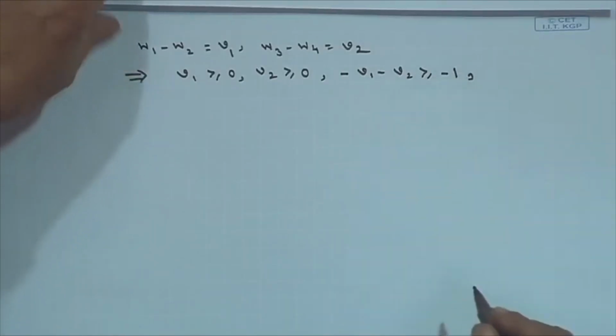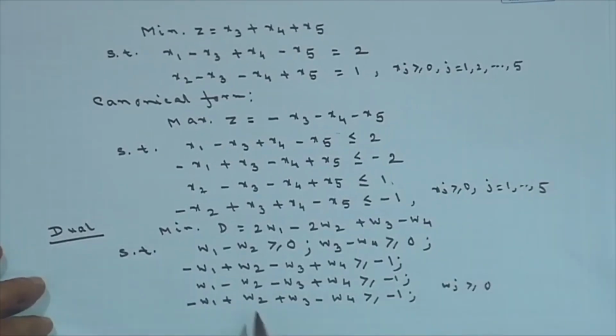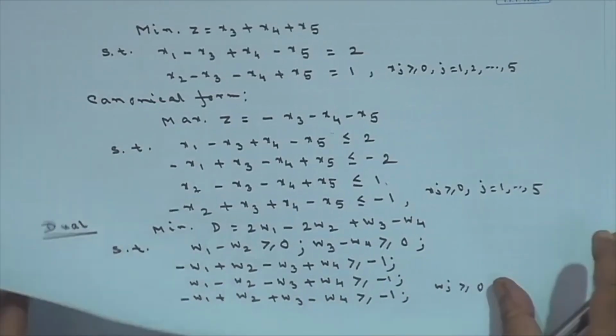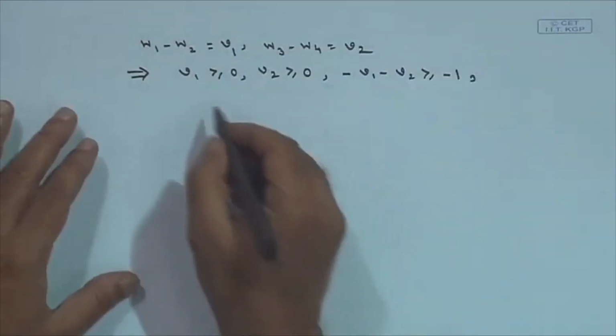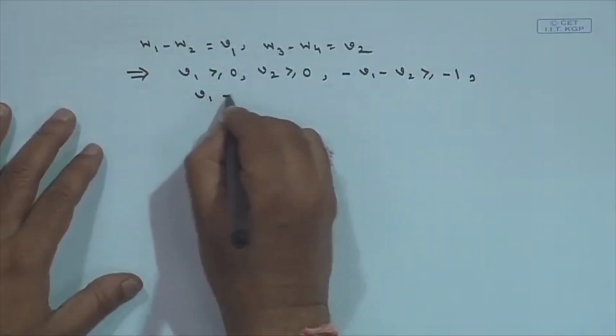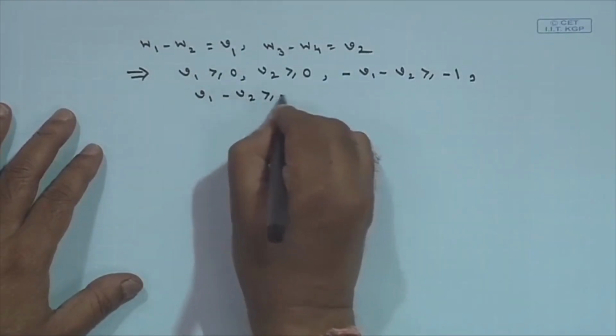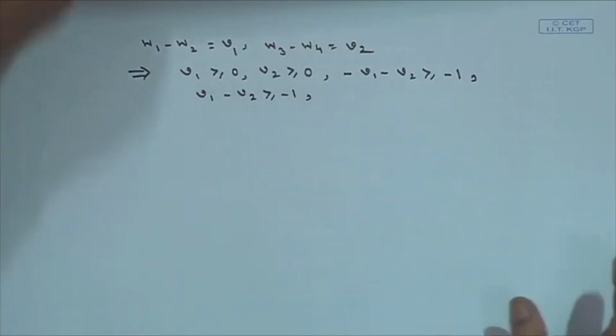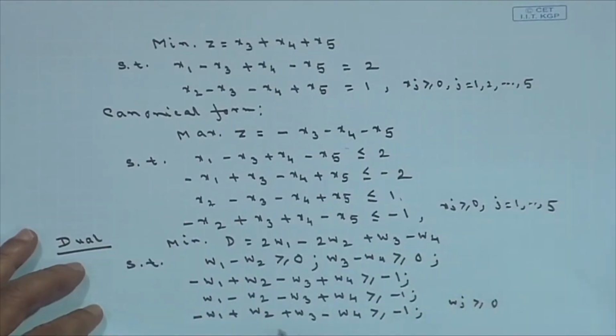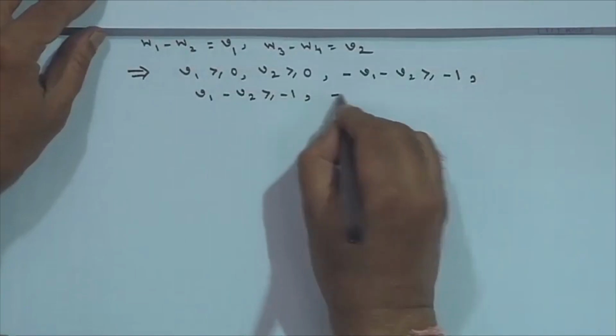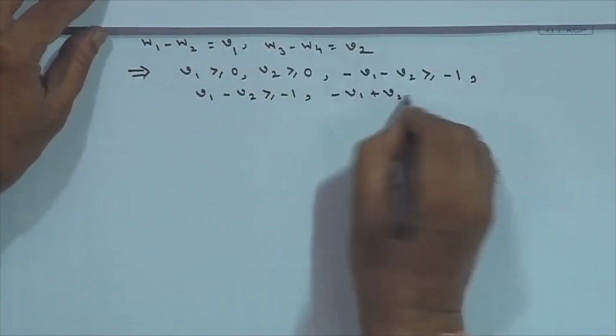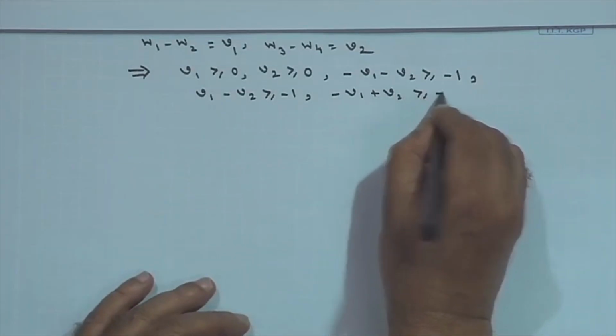Similarly, the next one I can write down V1 minus V2 greater than equals minus 1, and the last one is this one. So, minus V1 plus V2 greater than equals minus 1.